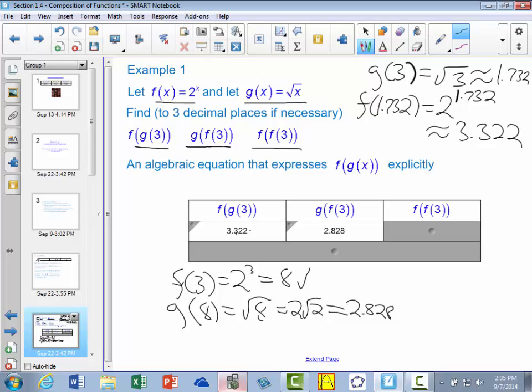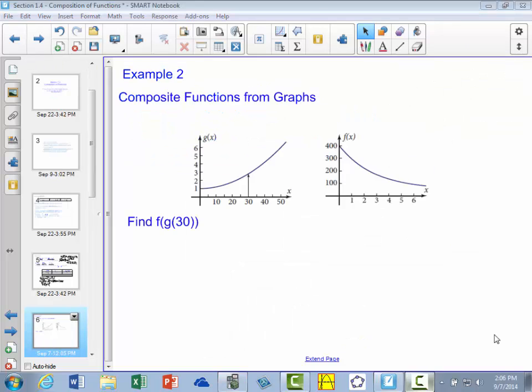Now we find f of 8 to be the next step, which would be 2 to the 8th power. If we run the math, I'll let you do that on your calculators and see if you get 256. Here's another example, only now we don't have equations for f and g.